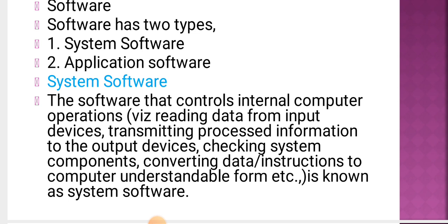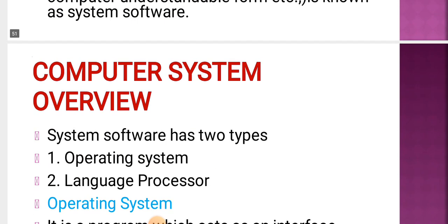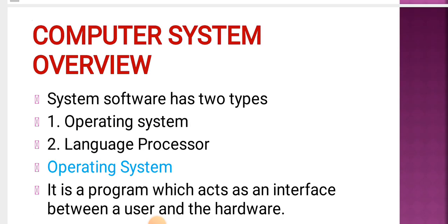Actually, we humans speak high level language, right? That high level language will be converted into machine level language, that is binary language, zeros and ones. Who is doing that conversion? This system software only converts high level language programs into low level language. So this is the system software. The system software has two types. One is the operating system and another one is the language processor.